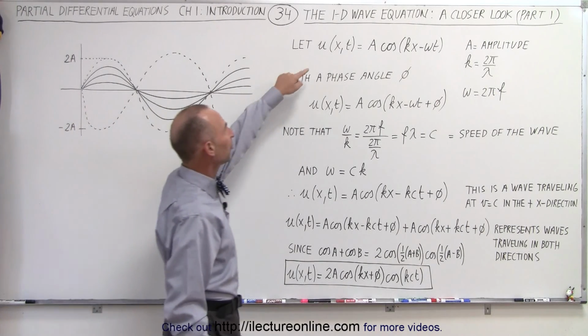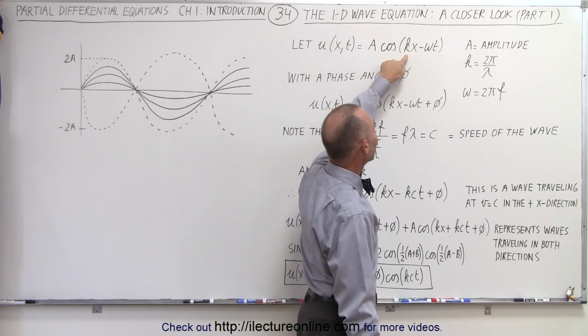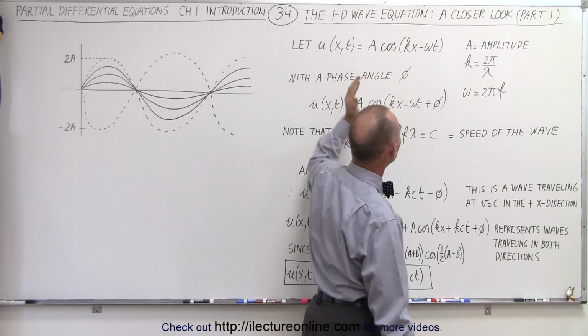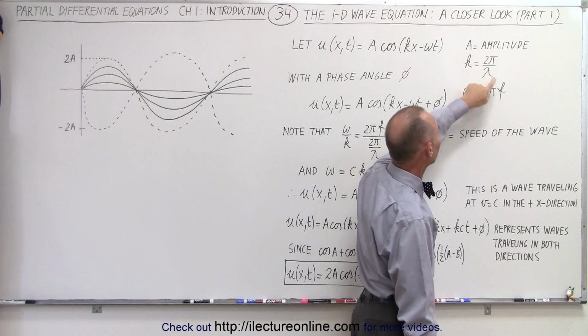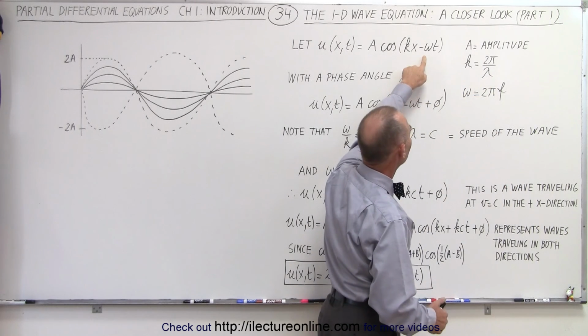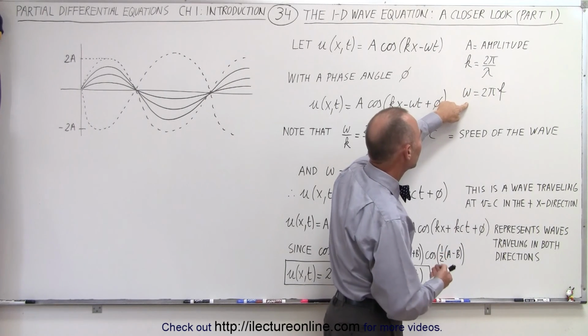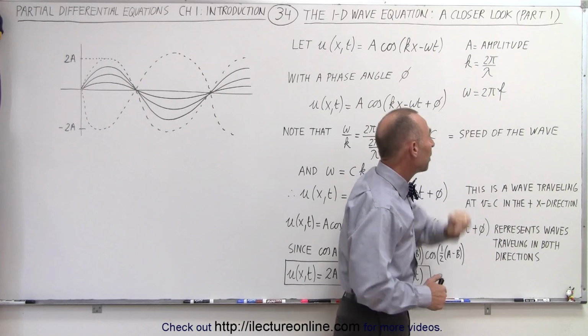So let's say we have a function that looks like this: A times the cosine of kx minus omega t. Now A would be the amplitude of the wave, k is what we call the wave number, which is 2 pi divided by lambda, lambda being the wavelength, and in minus omega t, omega is the angular frequency, where f is the frequency of the oscillation, so omega equals 2 pi times f.